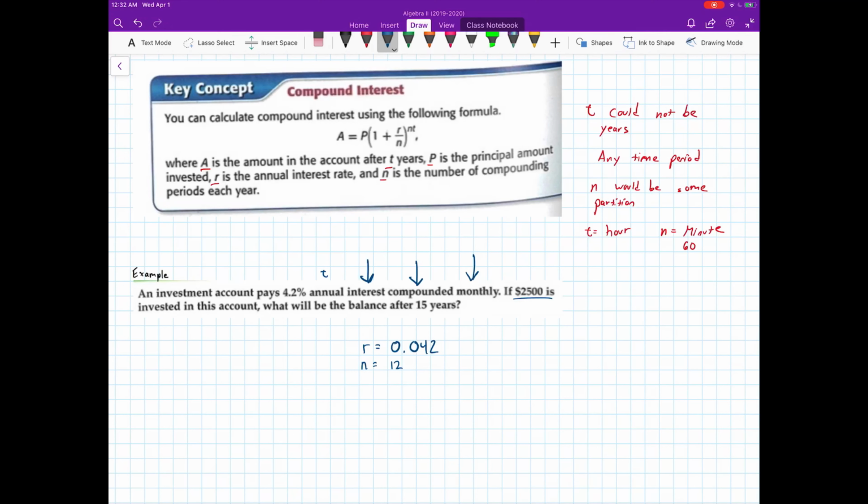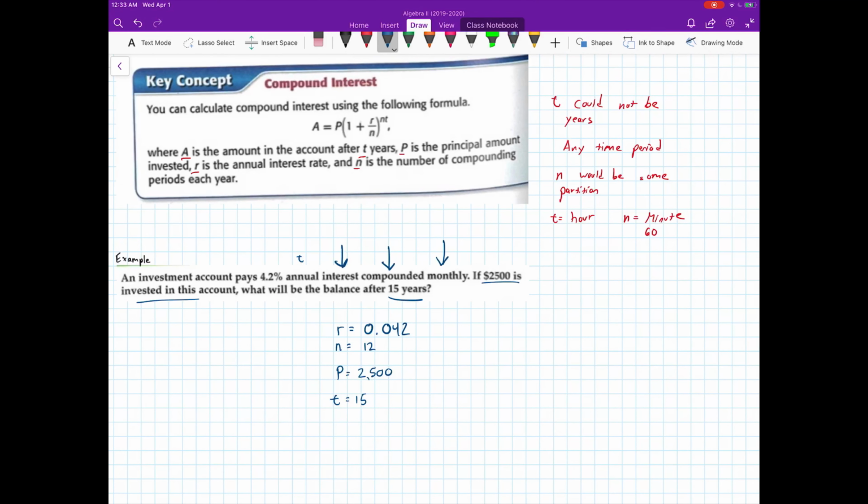$2,500 is invested. That would be the original investment. So P is going to be equal to 2,500, and I want to know the balance after 15 years. So T in the problem is going to be 15 because it's been 15 years, and I have everything I need to set this up. And that's essentially how any compound interest problem is going to work for you.